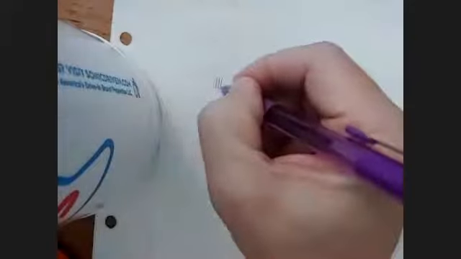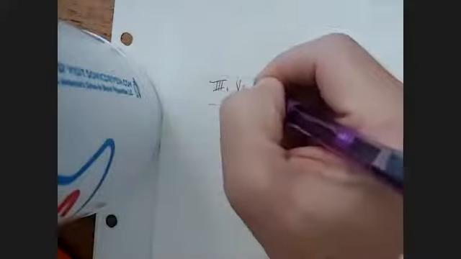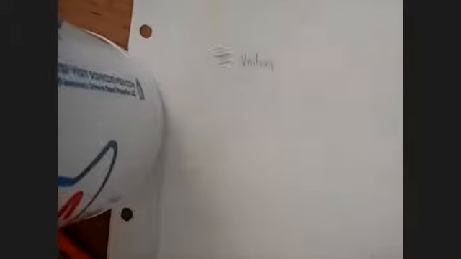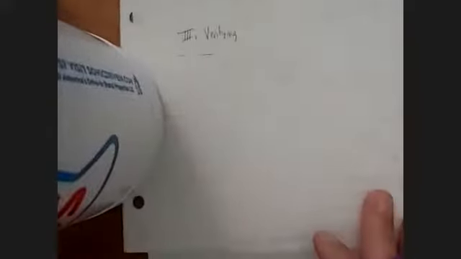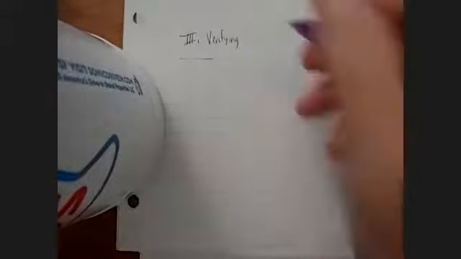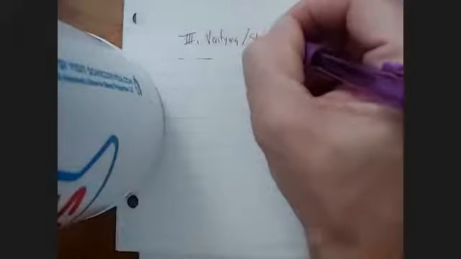All right, Roman numeral 3 of 4. Verifying. And verifying is kind of a fancy word for show or prove. Hope you like my Sonic cup here. Verify, show, prove, all mean the same thing. That two functions are inverses.